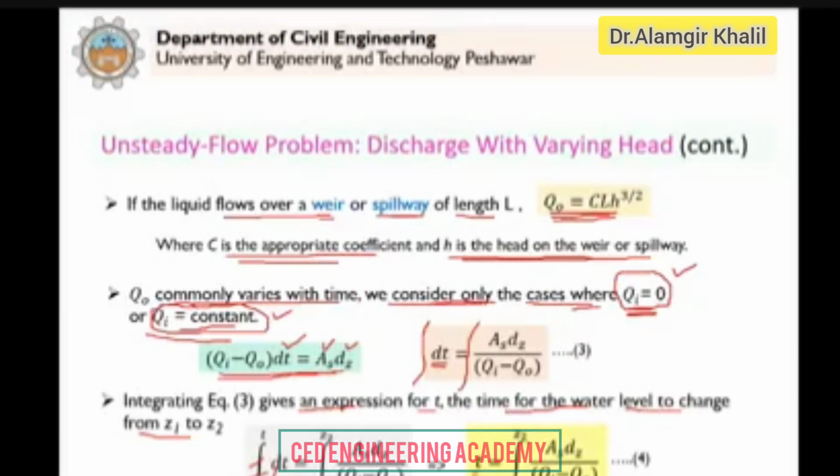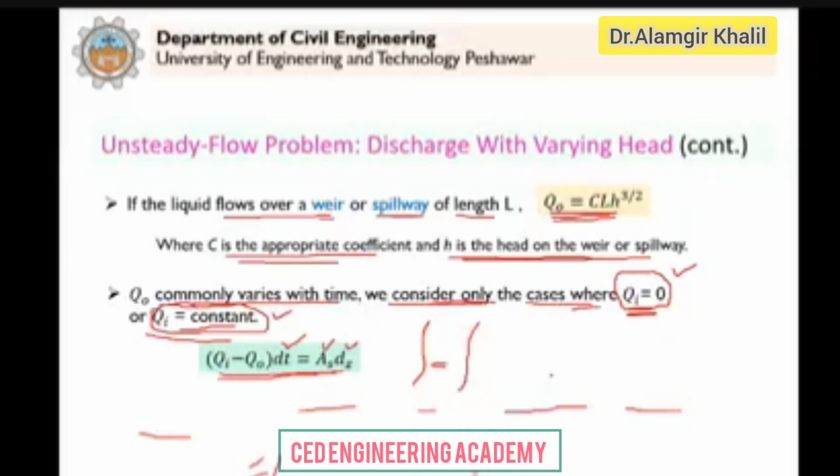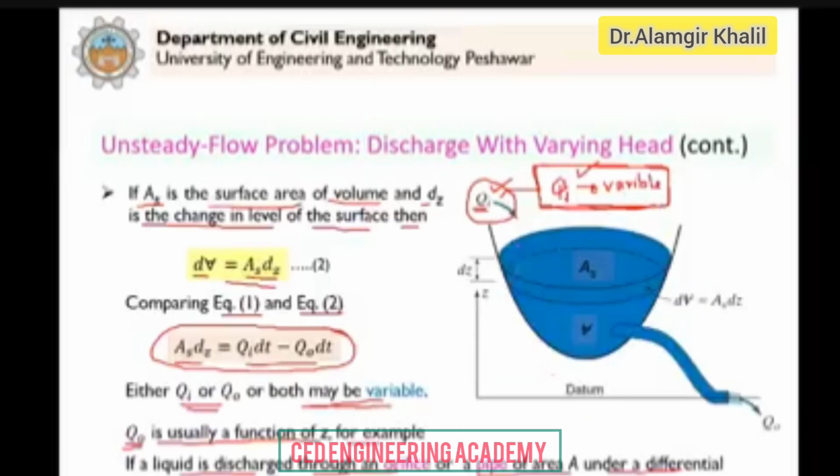And now if we want to calculate the time, this right side of equation 4 can be integrated if Qi is 0 or constant, and if Q naught can be expressed as a function of Z. So we can evaluate this integral to calculate how much time it will take. What we are essentially saying is, let's say this is level 1. This is the level 1, and this level here, this is Z1. This is your Z1.